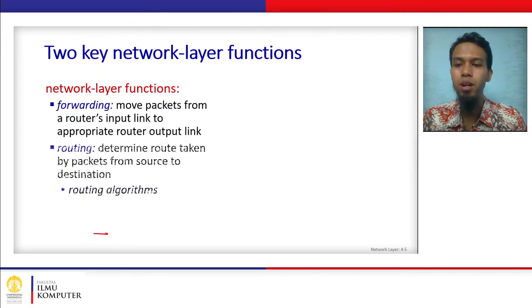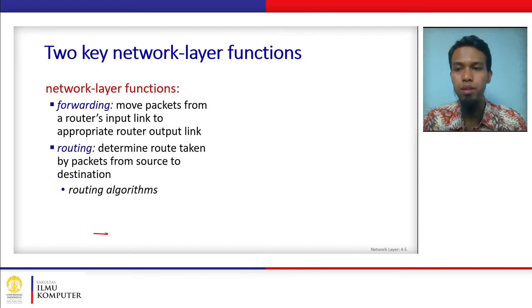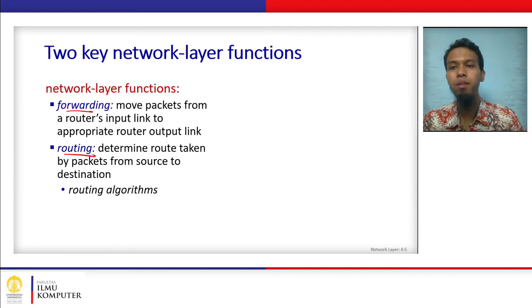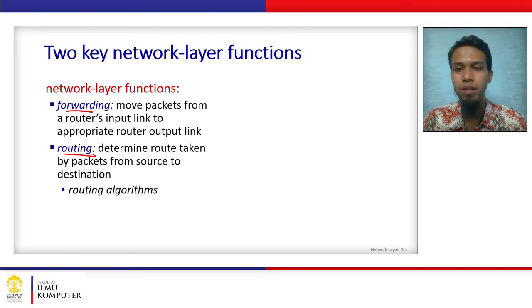All right, so now we talk about the two network layer functions. As I said before, there are forwarding and routing. Okay, so forwarding, as I said before, is moving packets from a router's input link to the appropriate output link. So this is really related to the incoming packet data. All right, so that's why this is a function that happens at the data plane.